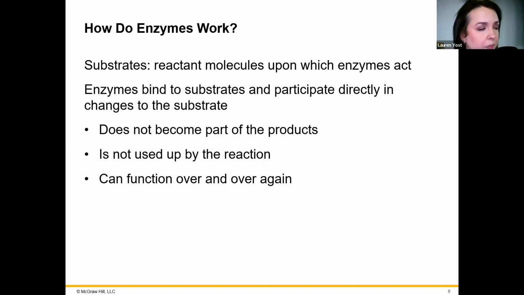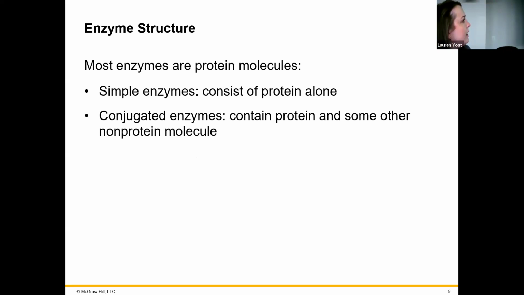So the substrates, that's what the enzyme is acting on. The enzyme itself, while it's doing this, doesn't become part of the products. So we don't consider it in the chemical reaction necessarily, okay? It's not part of the reactants, not part of the products. It's just there to help it go. It's not going to be used up by the reaction. It's not getting involved in the actual chemical reaction. And therefore, it can function over and over and over again, okay? That is excellent because that means less expenditure for the cell, just being able to reuse as opposed to make more protein in order to continue with something. It's excellent. We have two kinds of enzymes, simple enzymes and conjugated enzymes.